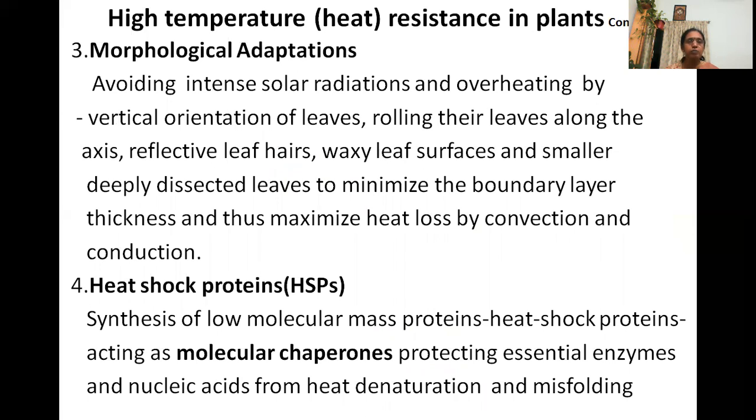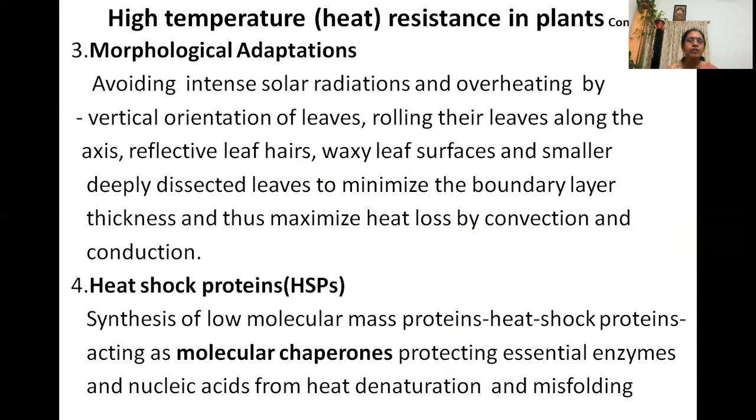These are very important morphological adaptations. That is, heat is actually very high. How the plants get it is from the radiation, solar radiations. Plants will be growing in our external environment directly exposed to solar radiations. So how to avoid it?